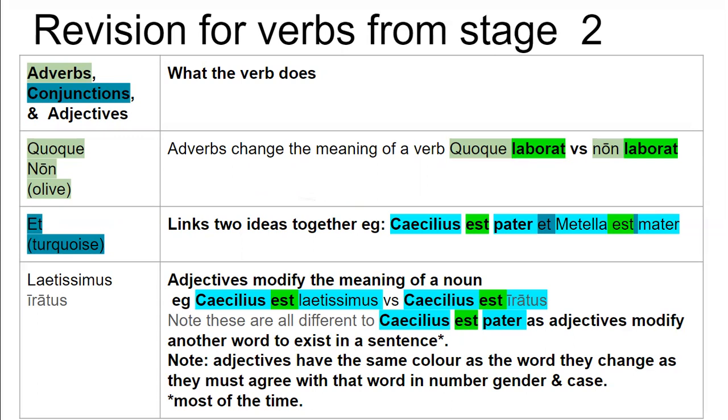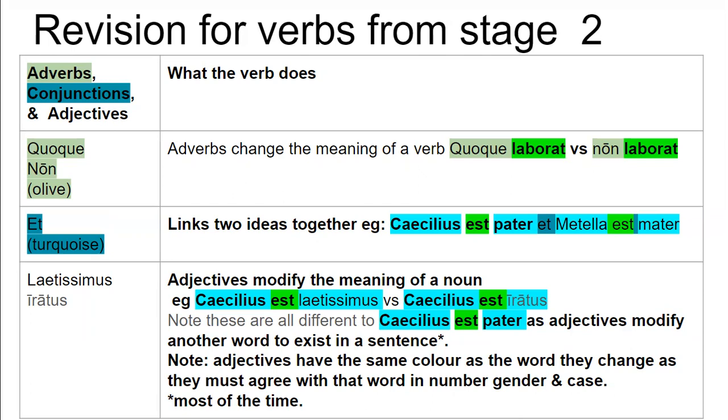Et is in turquoise, it's a conjunction, so it'll link ideas or clauses. We saw in the last stage one noun being linked to two verbs. You could say that Caecilius ambulat et clamat. So Caecilius walks and shouts. Notice that you're not using Caecilius twice. He's the subject of both verbs, but without being explicitly stated as the subject of both verbs.